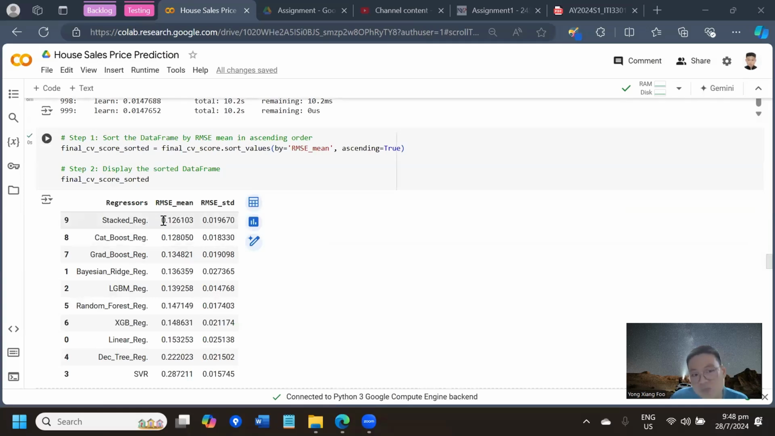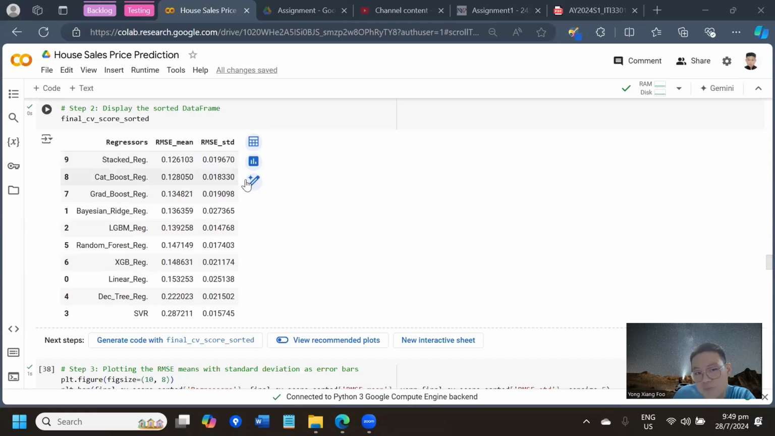Even though stack regression has the lowest root mean square error, because it's a stack model, it includes a few models, including CatBoost. So actually the best model is CatBoost. It also has a lower standard deviation, which means that when doing the K-fold cross validation, most of the RMSE results are closer to each other. So the best model is CatBoost.